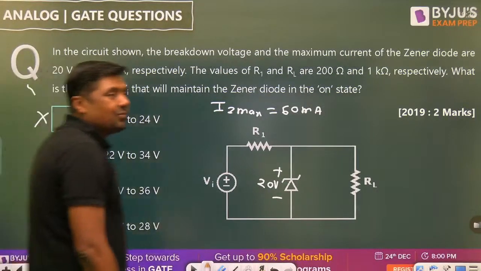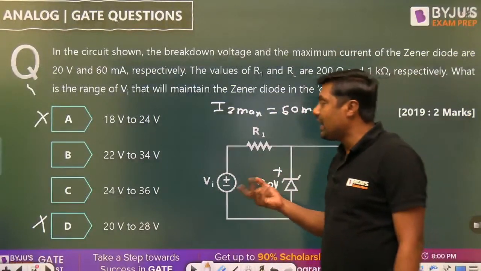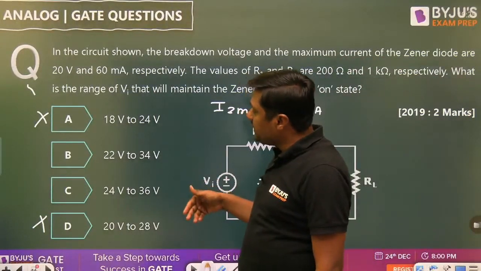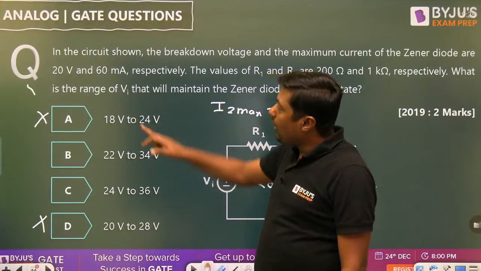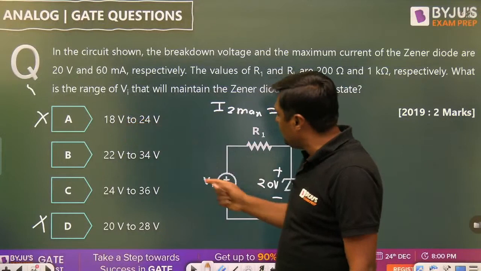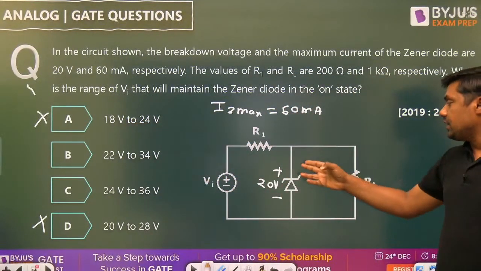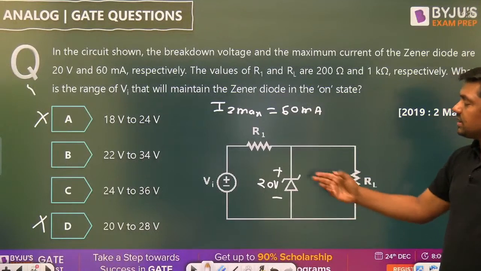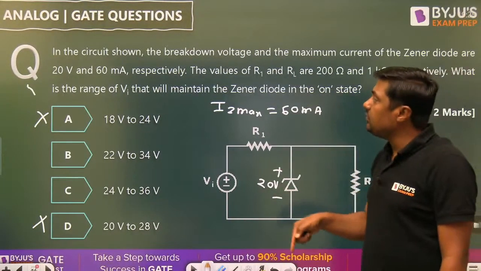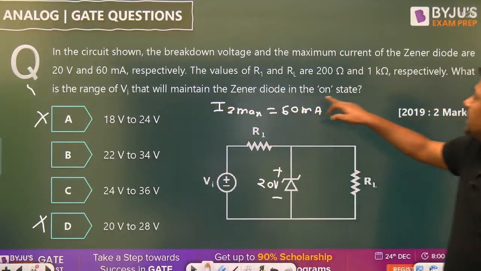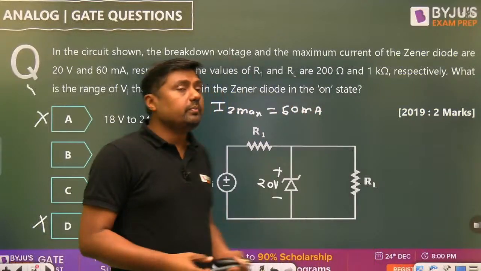So out of 2 we have to choose. You can take the calculated risk. Suppose we have limited time, then you can put B or C, then 50% probability. Why is this not the answer? Because if we are giving 18 volt, with R1 and RL connected, definitely the voltage will be less than 20. The Zener diode will not be in breakdown. It should be in breakdown region to maintain the Zener diode in on state. What is the meaning of the on state? Zener diode should be in breakdown region.